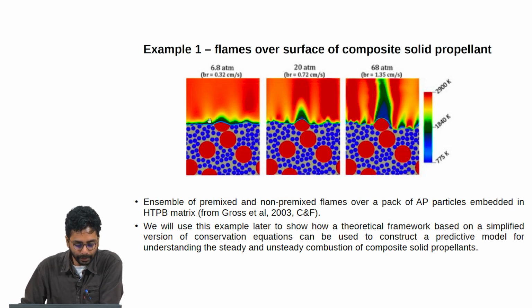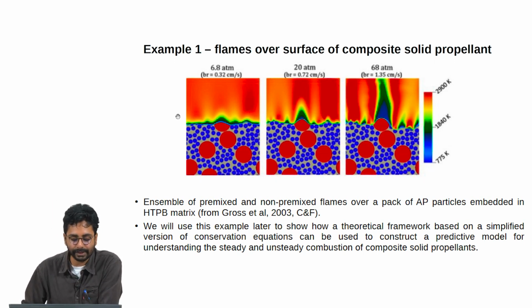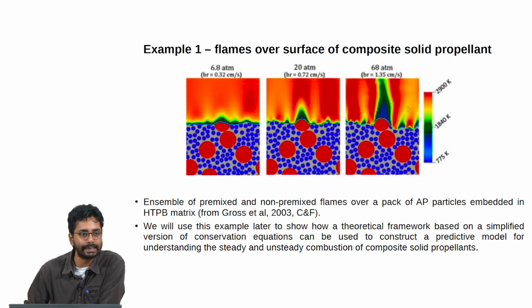What is shown here is a CFD simulation of the flame structure over such a composite propellant. The CFD solution is shown for three different pressures, one at 6.8 atmospheres, another at 20 atmospheres, and at 68 atmospheres. Of course, you can see that there is a lot of change in the flame structure as the pressure changes, with the same structure of the propellant. The structure of the propellant that you see at the bottom is the same, but the structure of the flame on top changes with pressure.